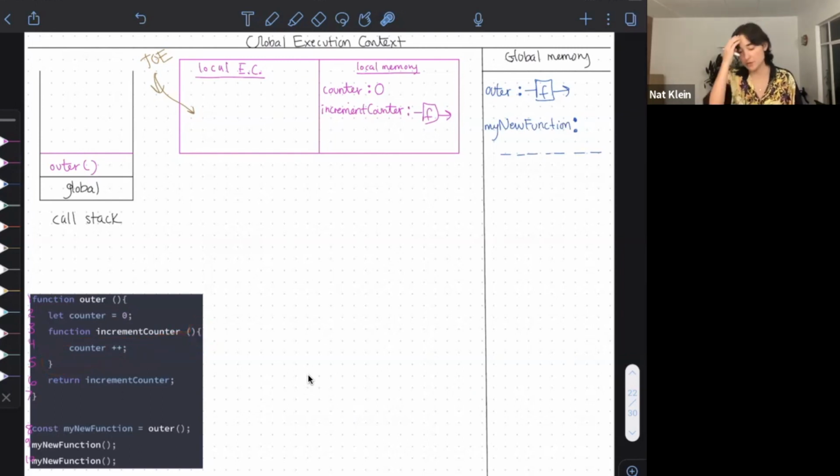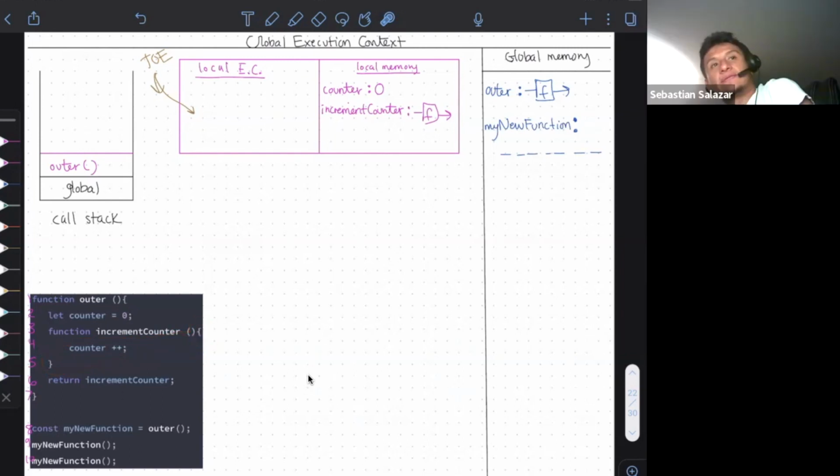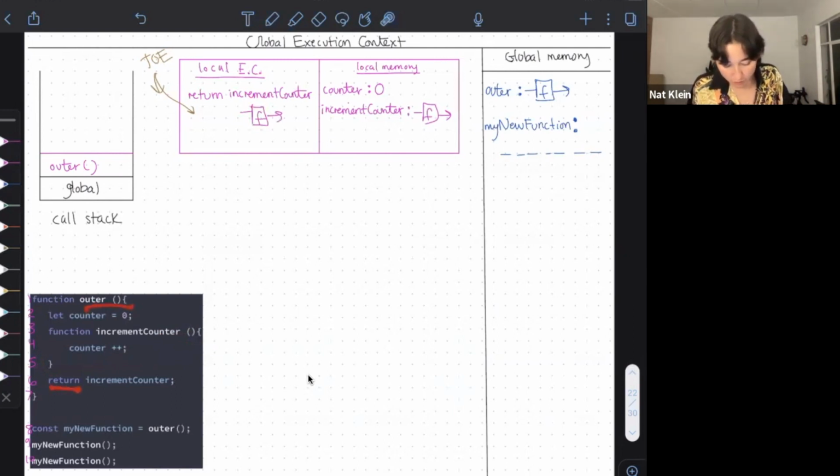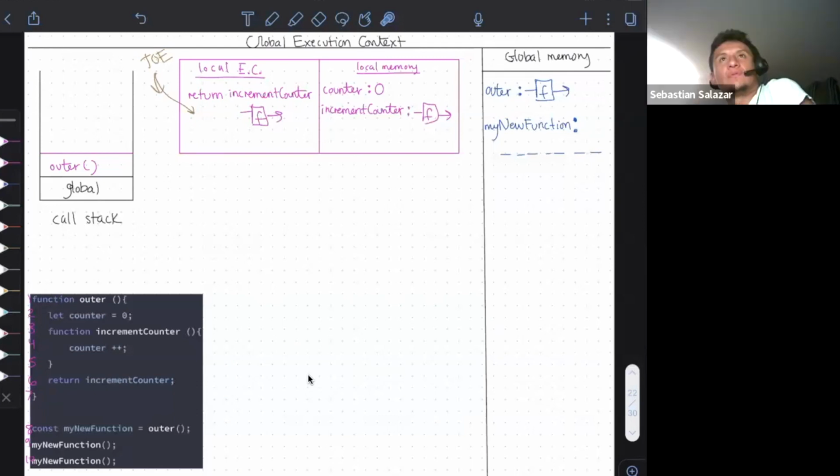All right, and then what line does the interpreter go to next? Line 6, and it returns increment counter. So just the function definition of increment counter back to the... I get confused here. Is it the local memory or is it the global memory? So we are currently in the local execution context of outer, and we're returning something. So when we return a value out of a function, where does that value go? To the last execution context.